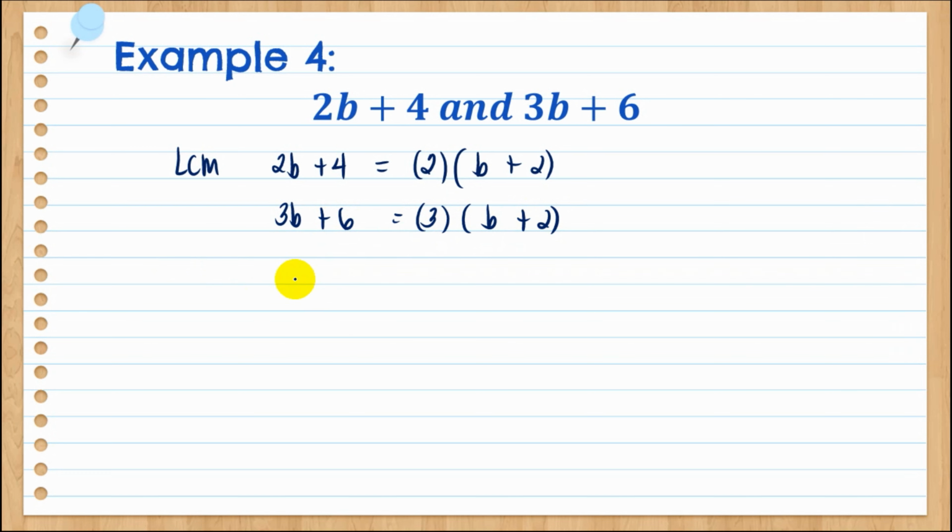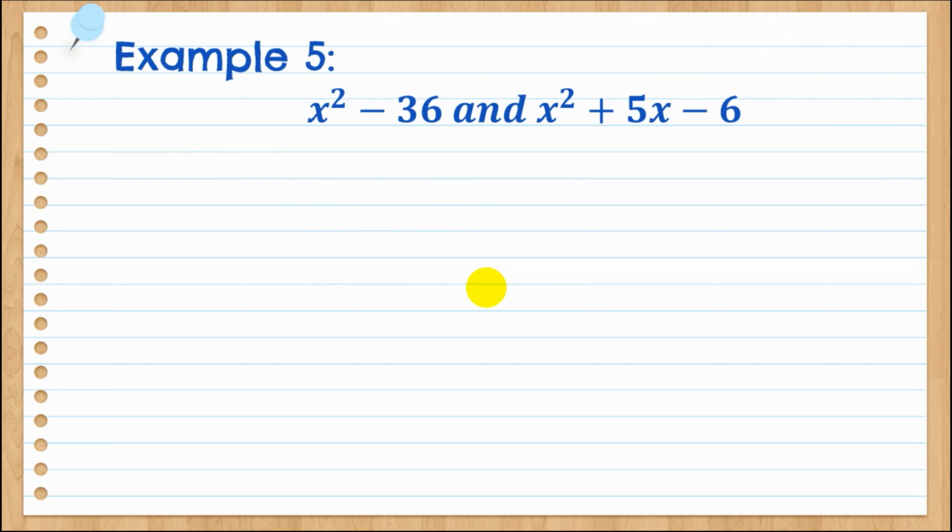Now, to write the LCM, kailangan muna nating mahanap kung alin ang common. Alin ang common sa kanila? We have b plus 2. And followed by those factors that are not common. So, actually, we don't need to multiply this na po muna because later on, mas kakailanganan natin na ganyan ang itsura ng ating least common denominators. Okay? Example number 5. So, last example na natin to for finding the LCM of the given polynomials.